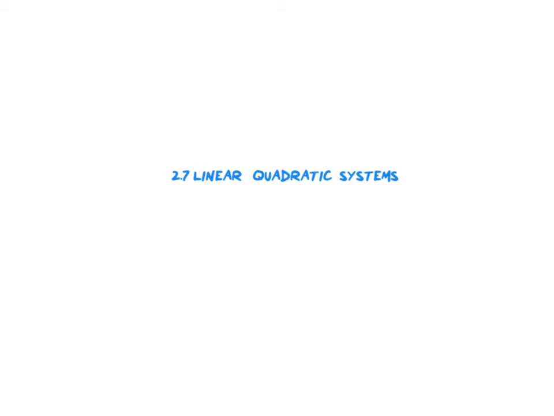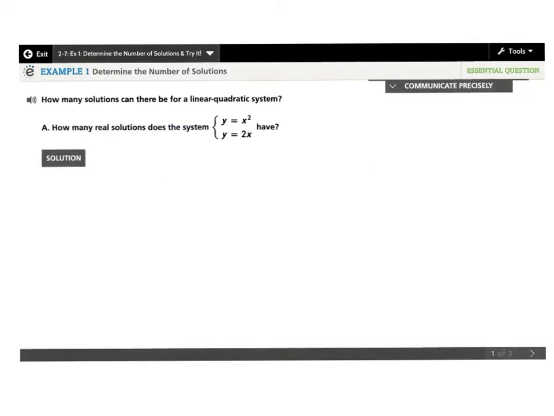This is the last unit of the chapter, Linear Quadratic Systems. How many real solutions does the system y equals x squared and y equals 2x have?